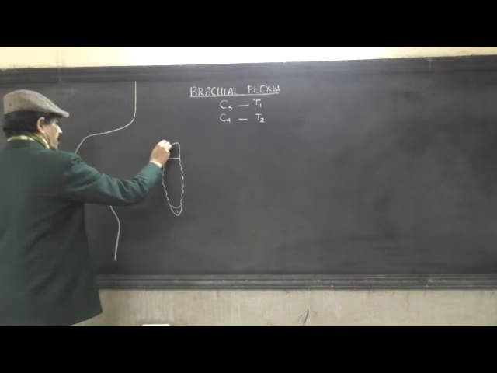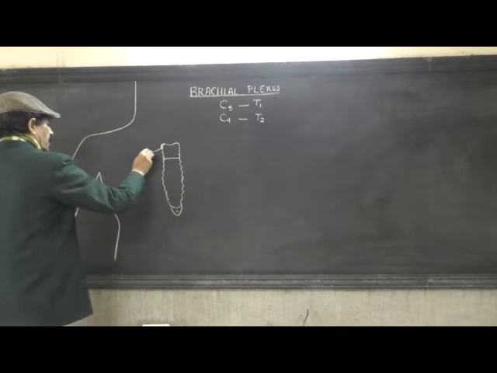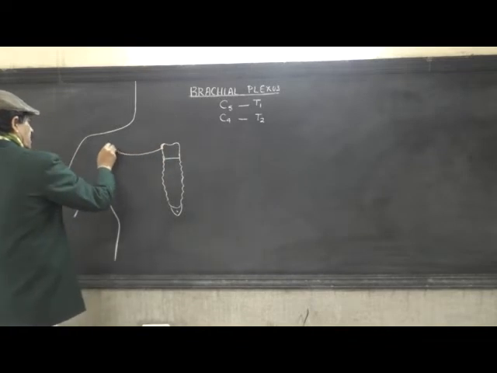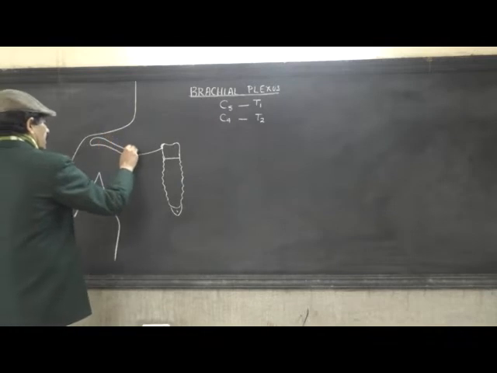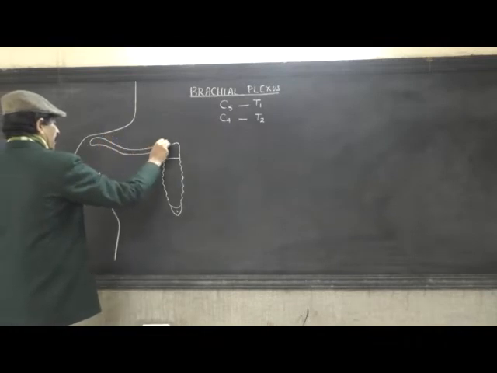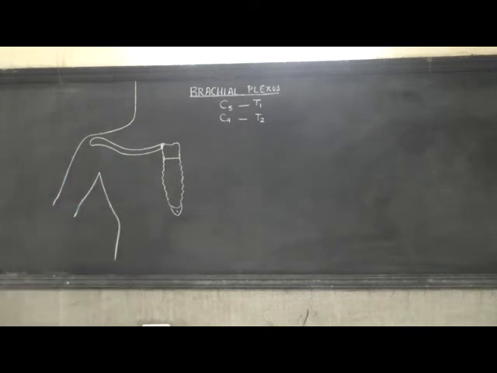One is for the collarbone, that is called the clavicle. So the clavicle is a special bone. The special feature is that this is the bone which starts the ossification first of all and is the last to complete.